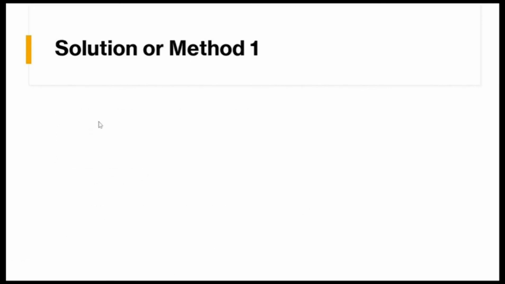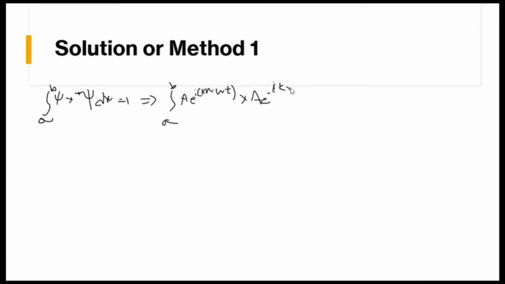Moving on, we can solve it with two methods. This is method one, simply using integration. Let's consider limits a to b and normalize it. So psi times its complex conjugate, dx, should equal 1, which in my case is the integral from a to b of A e to the power i(kx minus omega t) times A e to the power minus i(kx minus omega t), dx, equals 1.